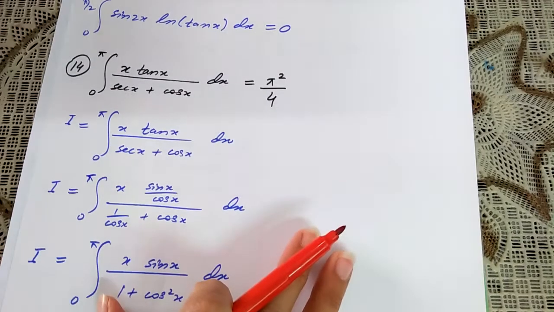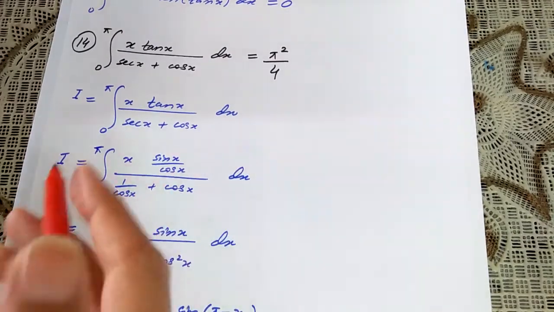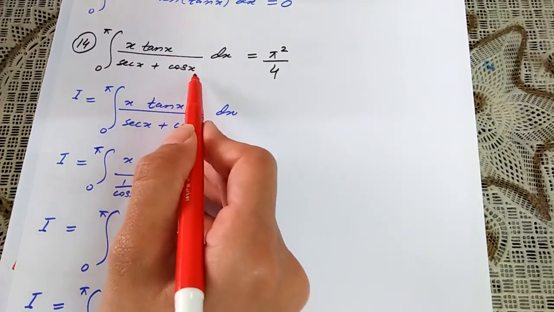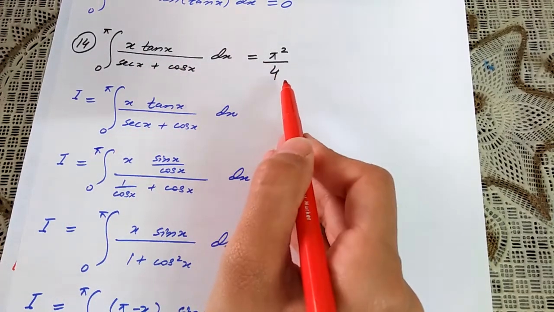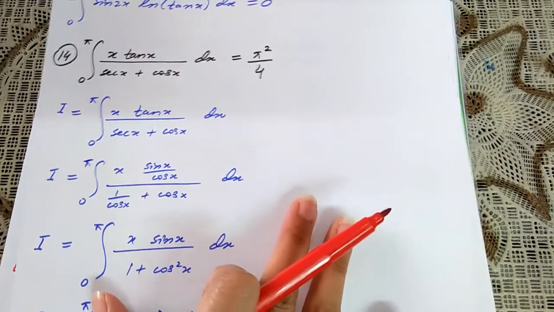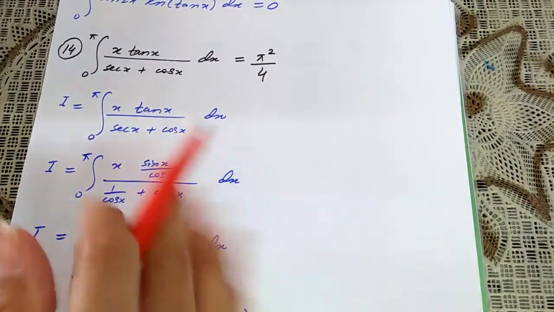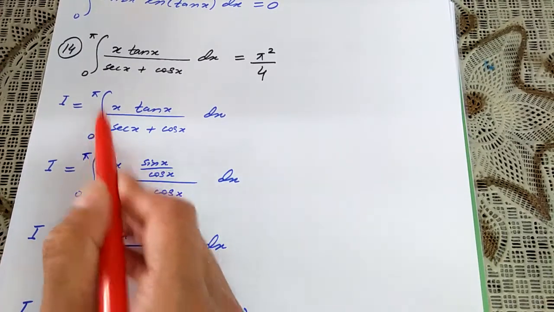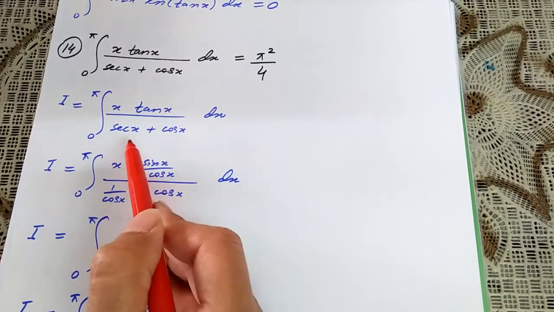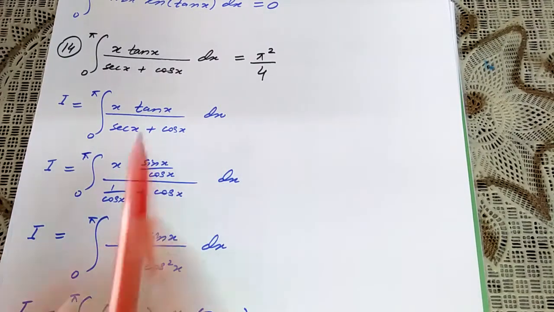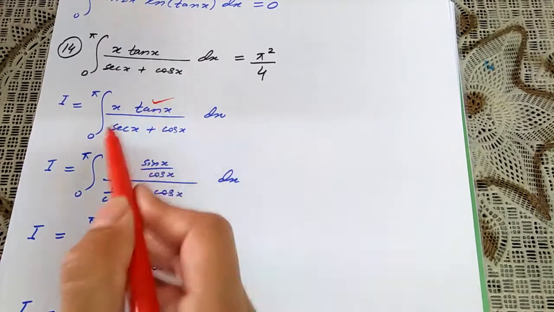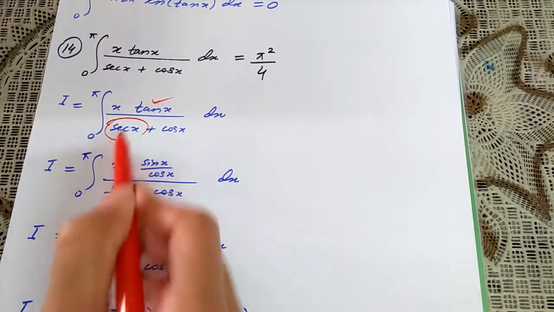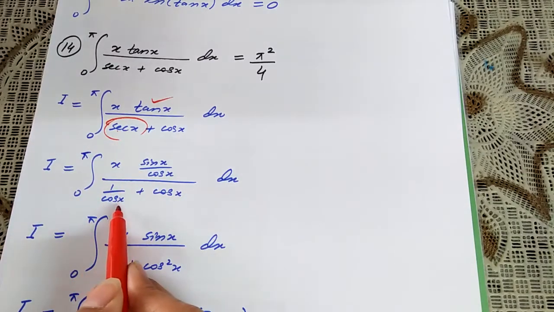Now move on to question number 14, that says integrate from 0 to pi x tangent x over secant x plus cos of x dx, that is equals to pi square by 4. Let's suppose this integral equals I, that is equals to the integration from 0 to pi x tangent x over secant x plus cos of x dx. Open this identity: tangent x equals sin x over cos x, and secant x is 1 over cos of x.